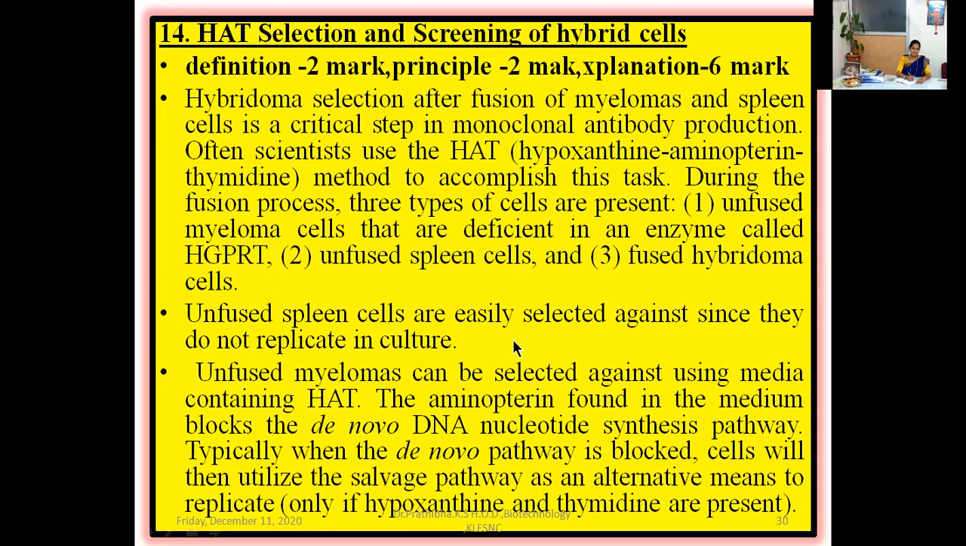Unfused spleen cells are easily selected against since they do not replicate in culture. Unfused myeloma cells can be selected against using media containing HAT. The aminopterin found in the medium blocks the de novo DNA nucleotide synthesis pathway. Typically, when the de novo pathway is blocked, cells will utilize the salvage pathway as an alternative means to replicate only if hypoxanthine and thymidine are present.